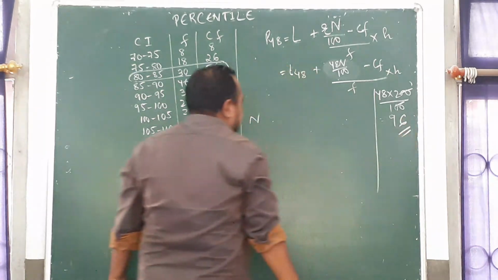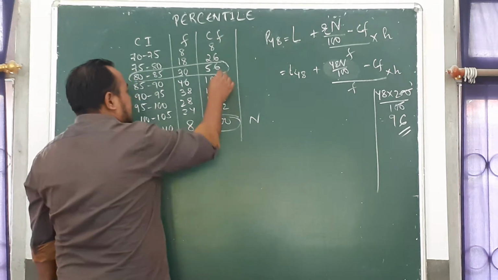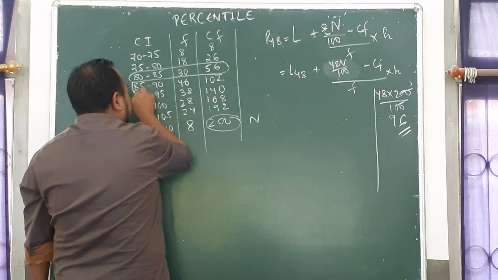96. Now look for 96, please. Where does 96 lie? Between 56 and 102. So you take the greater one. So this becomes the percentile class.